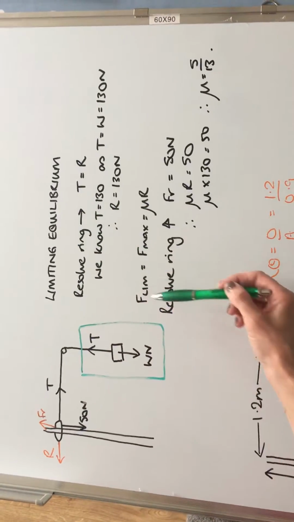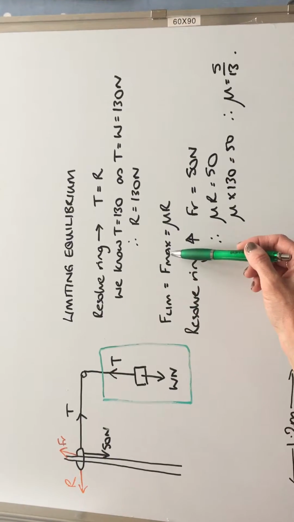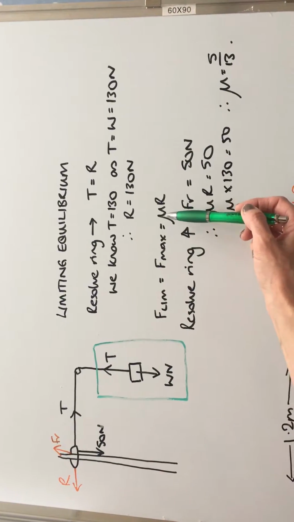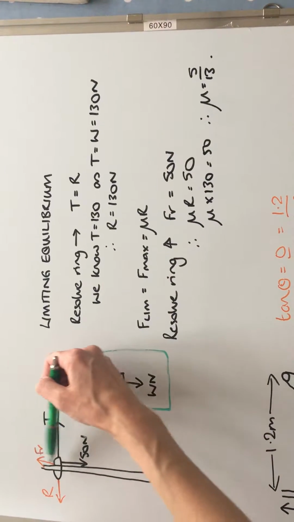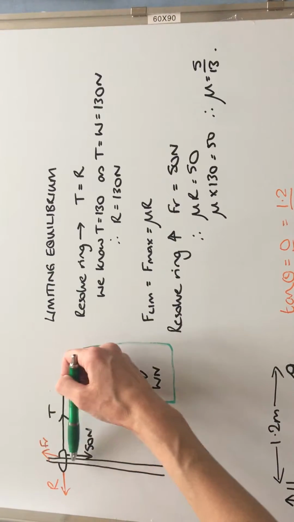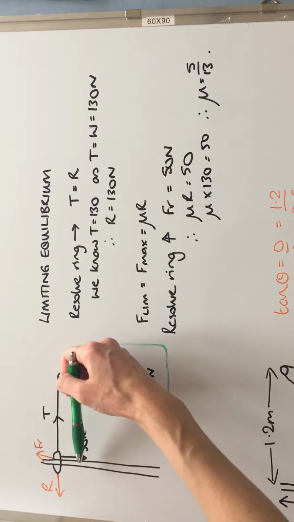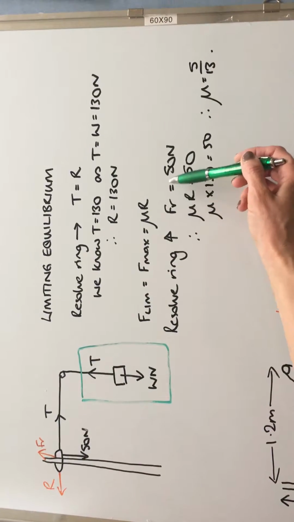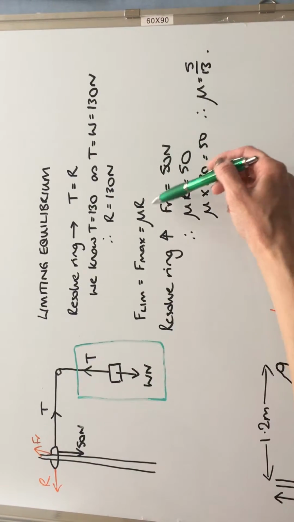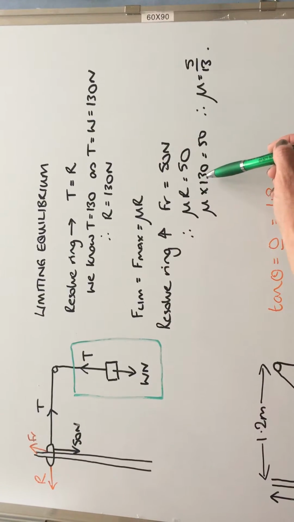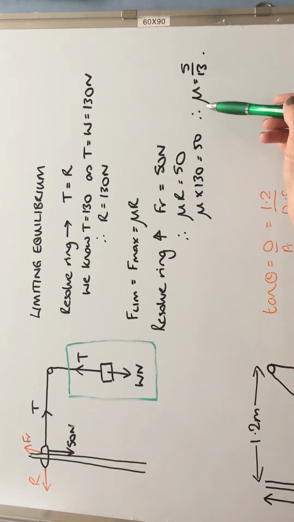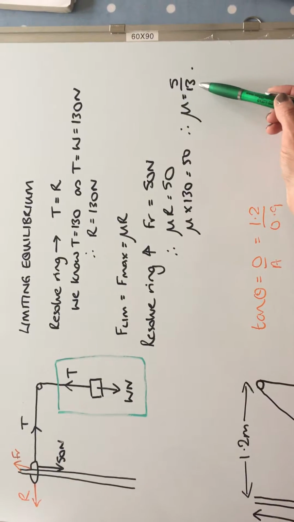Limiting equilibrium means F limiting is the same as F max, so friction is at its maximum, which means it's equal to mu R. Resolving the ring now vertically, friction maximum is equal to the weight pulling the ring down, so the friction is equal to 50 newtons. Remembering friction is mu R, so mu R is equal to 50, we know R is 130, so rearranging this gives me a mu of 5/13.